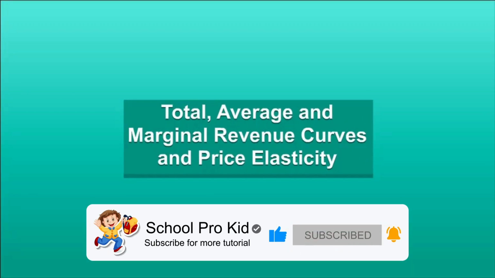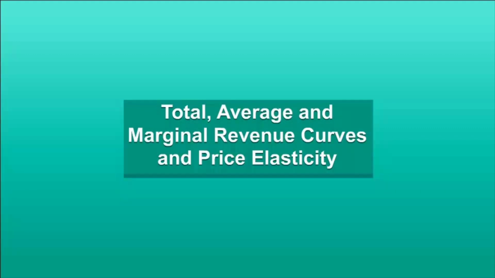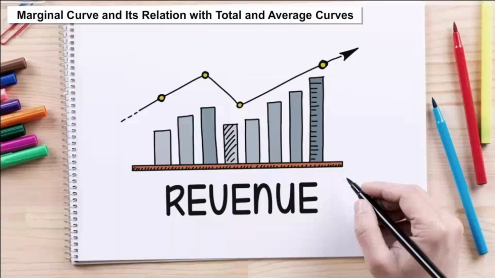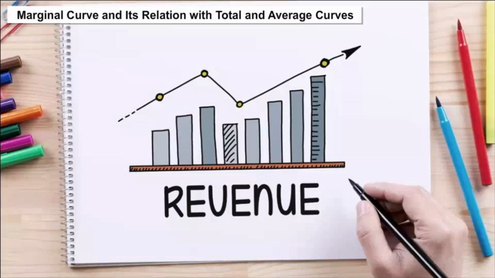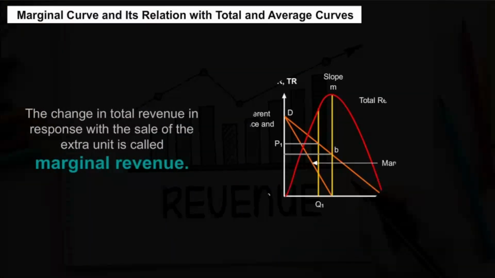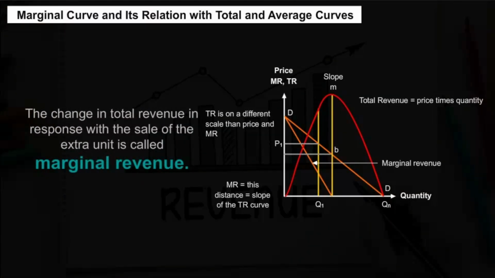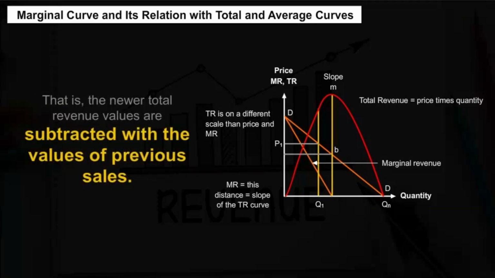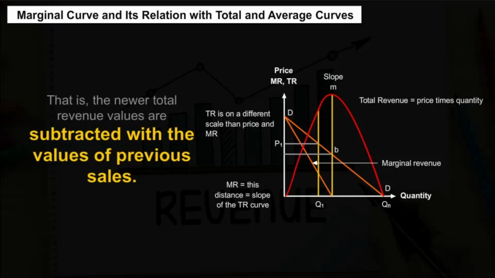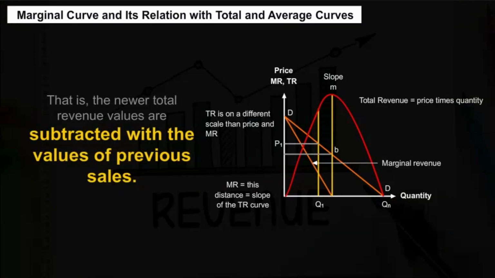Total, average and marginal revenue curves and price elasticity. Marginal curve and its relation with total and average curves. The change in total revenue in response to the sale of an extra unit is called marginal revenue. That is, the newer total revenue values are subtracted from the values of previous sales.